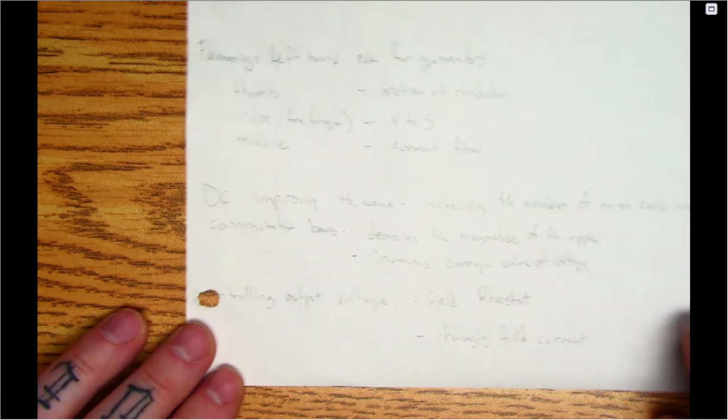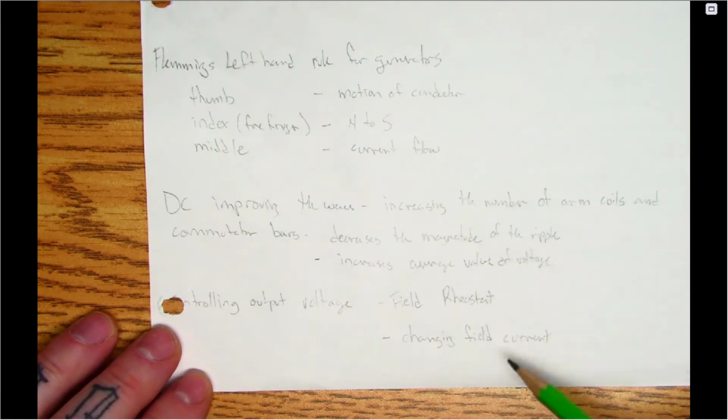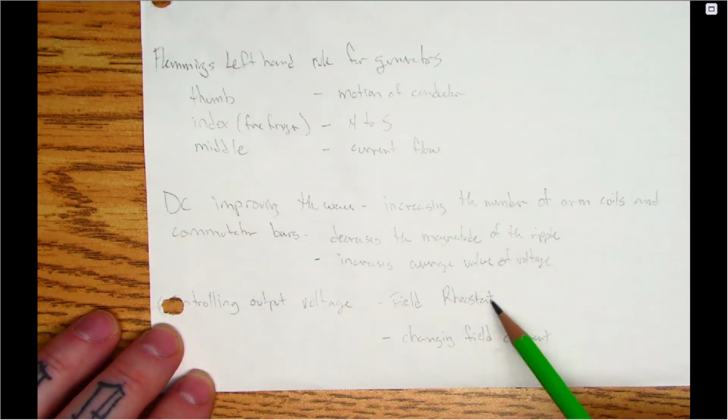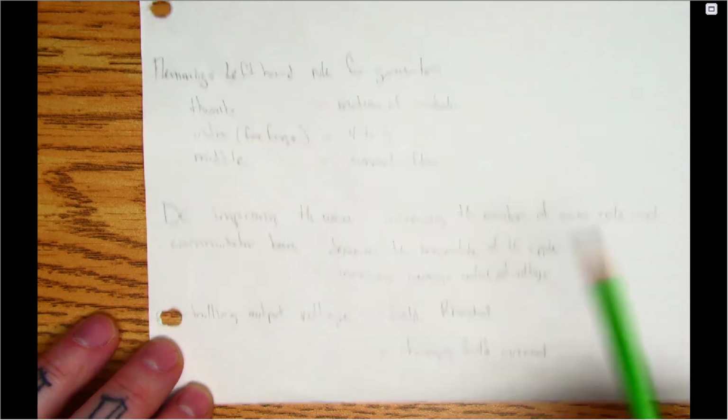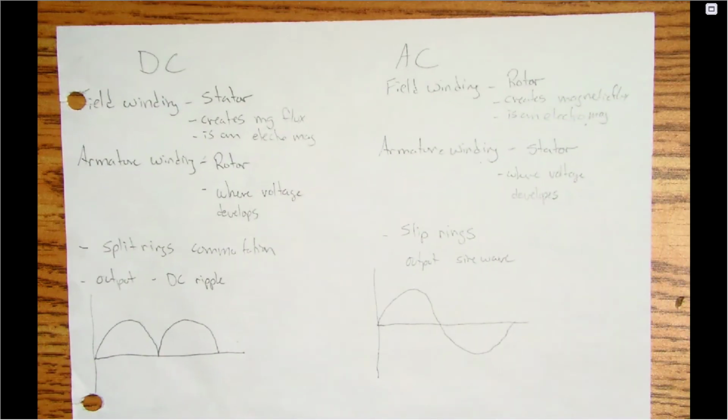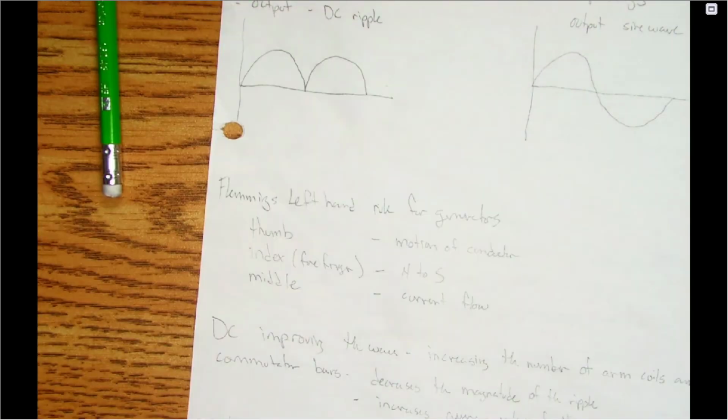And again, how are we going to control that output voltage? Changing the field current. That's how we're going to alter the output. The magnitude of voltage that we're going to see out is going to be done through that field rheostat on our field winding. That's usually stuff I put on the board while I was lecturing, just to talk about this. So hopefully that gets you into the generation stuff.